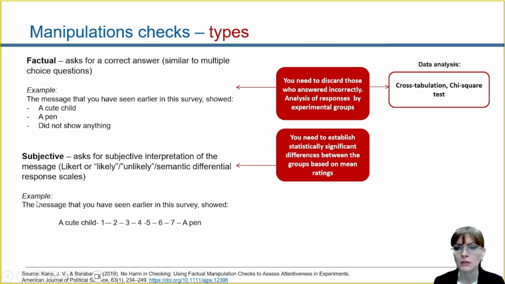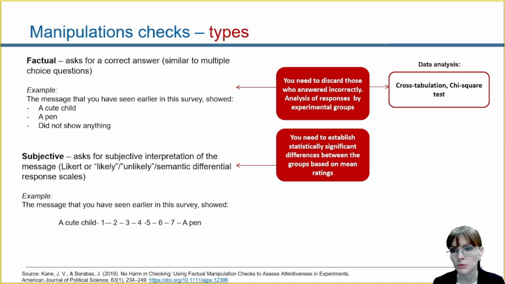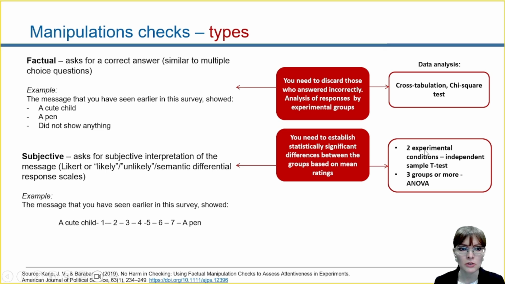When it comes to subjective manipulation checks, you need to establish statistically significant differences in means between your groups. If there is no statistically significant difference between your control group and the cute child group, then there is obviously a problem. When establishing the mean difference, if you have two experimental conditions, you need to use an independent samples t-test, or if you have three groups or more, ANOVA. And if your data is not normally distributed, you need to use non-parametric tests.